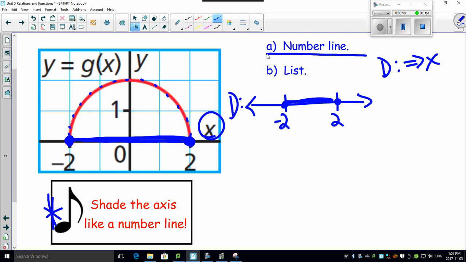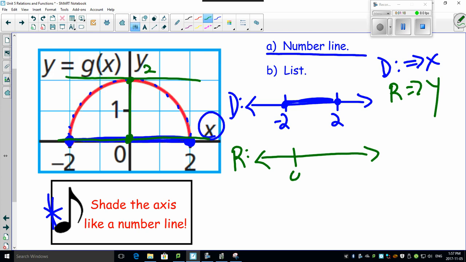You're done. That's simple. Look at range. Range, remember, means the y values. So think about it. What are you doing? You're going from here to here. You're going from 0 to 2. So, okay, draw another number line. From 0 to 2, include the dots, right? You're done. That's simple. It is so incredibly simple. I love number lines for that particular reason. So 0 to 2, include the dots, you're done.